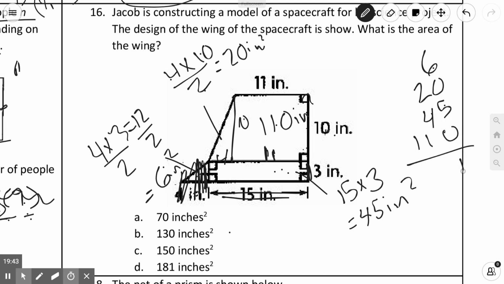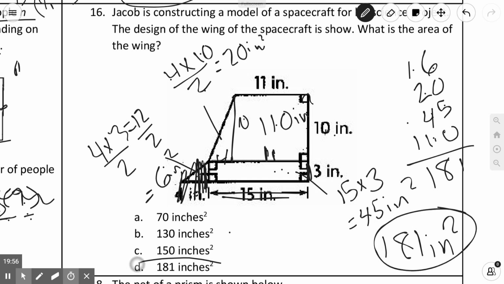I get 5 plus 6 is 11. Put a 1 down, carry the 1. 1 plus 4 plus 2 is 7, 8. Put the 8 down. And then I have 181 inches squared.